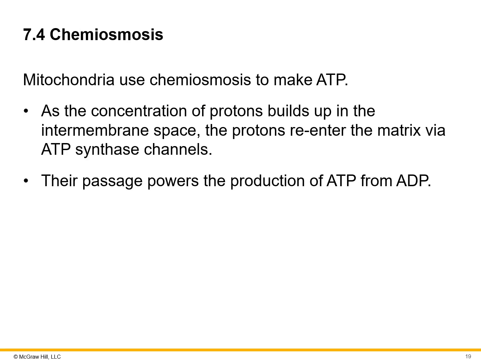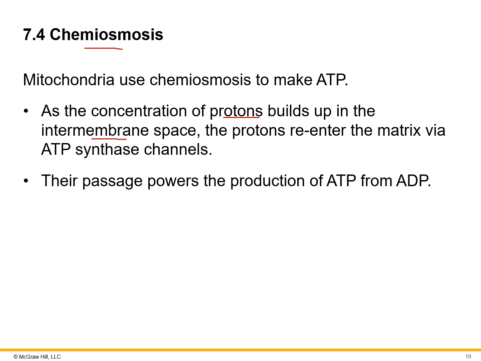Right. This process of using energy from electrons to make ATP is referred to as chemiosmosis. As the concentration of protons builds up in the intermembrane space, we're pumping them from the matrix, using energy from electrons, out into this intermembrane space. They want to go back into the matrix from a high to low concentration.